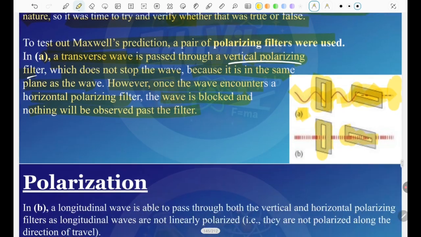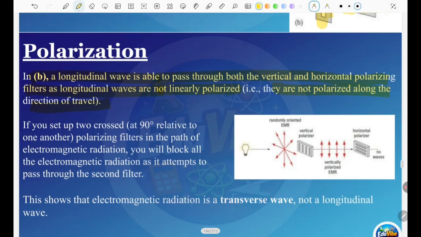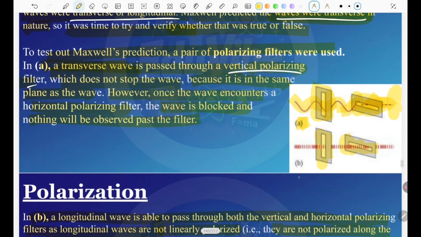On the other hand, if you have longitudinal waves, they are able to pass through both the vertical and horizontal polarizing filters, as longitudinal waves are not linearly polarized. They are not polarized along the direction of travel. So if you do the same thing with longitudinal waves, you can see that they pass through the vertical one and also through the horizontal one, and you get something on the screen on the other side.